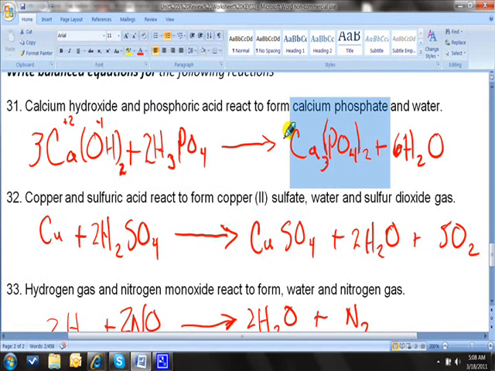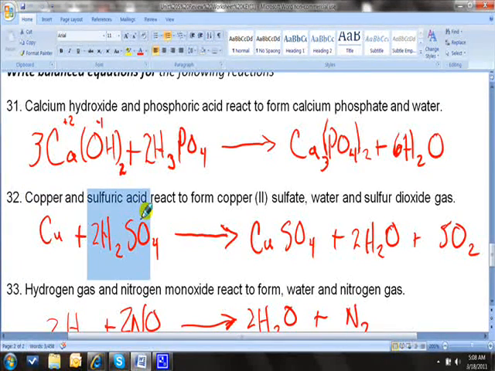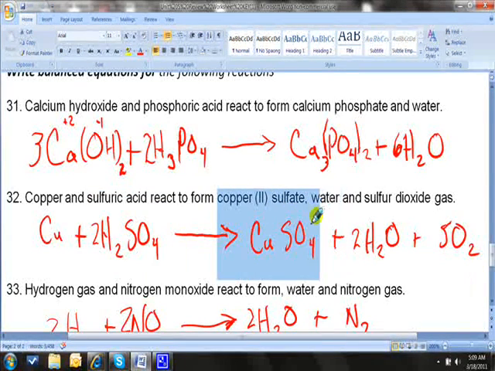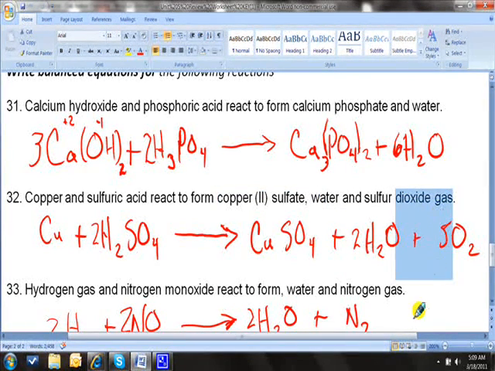Calcium phosphate. And of course water. Number 32, copper. Once again an acid, sulfuric acid, that you could look up on the back of your periodic table. Copper 2 sulfate. Remember, sulfur dioxide gas is SO2. You should know how to write that.